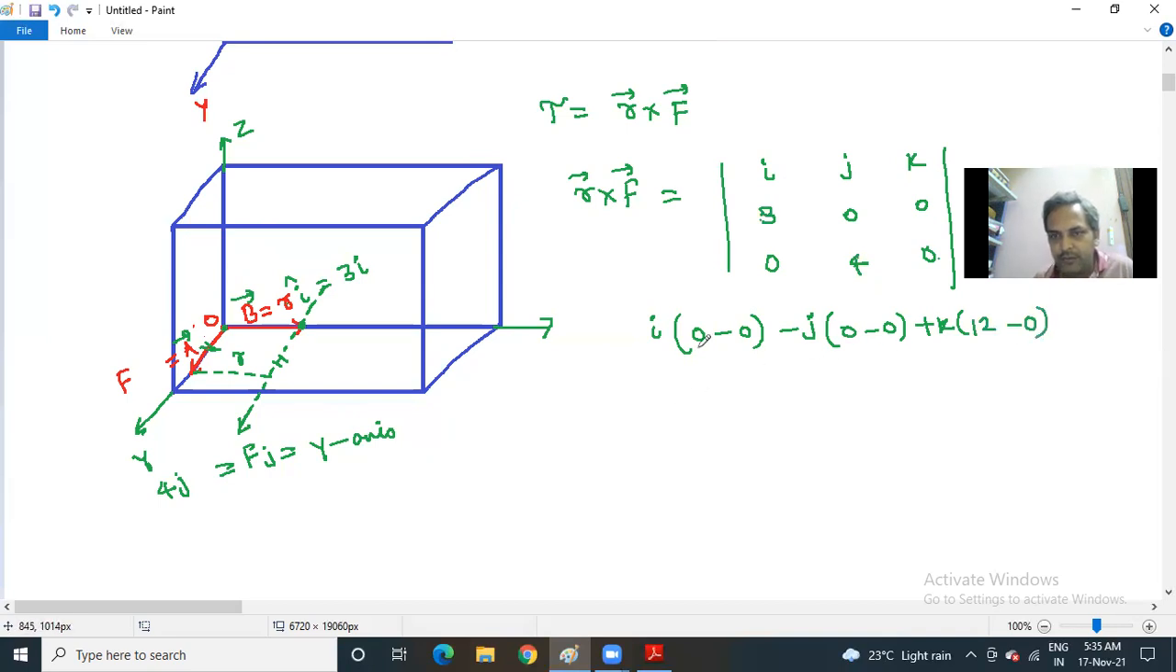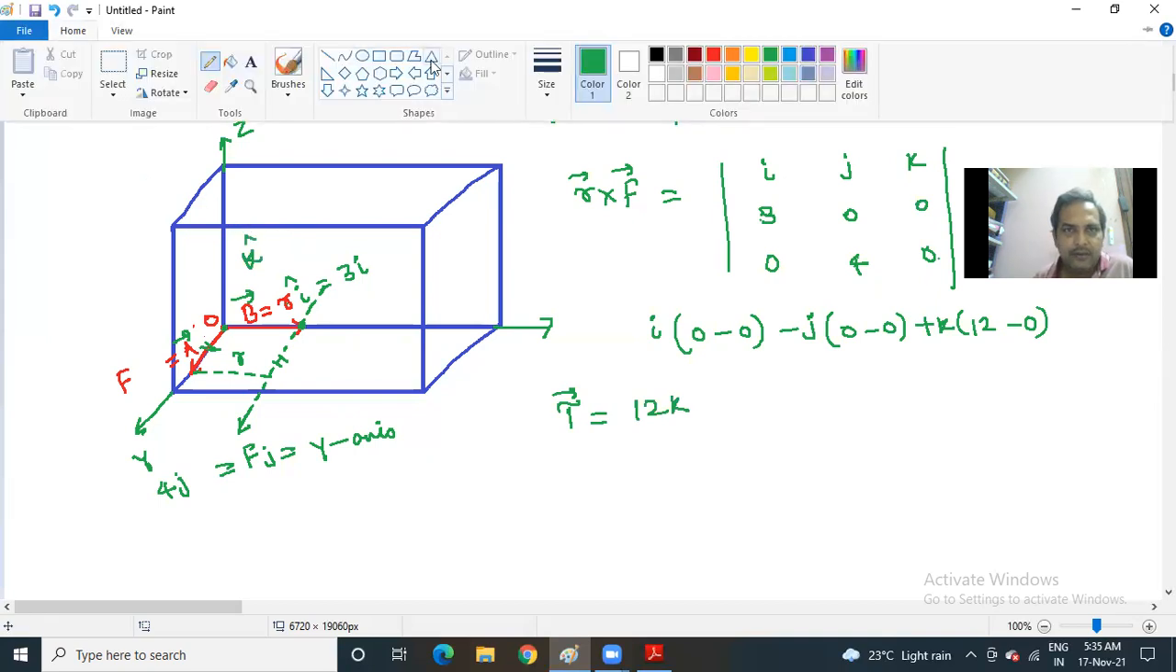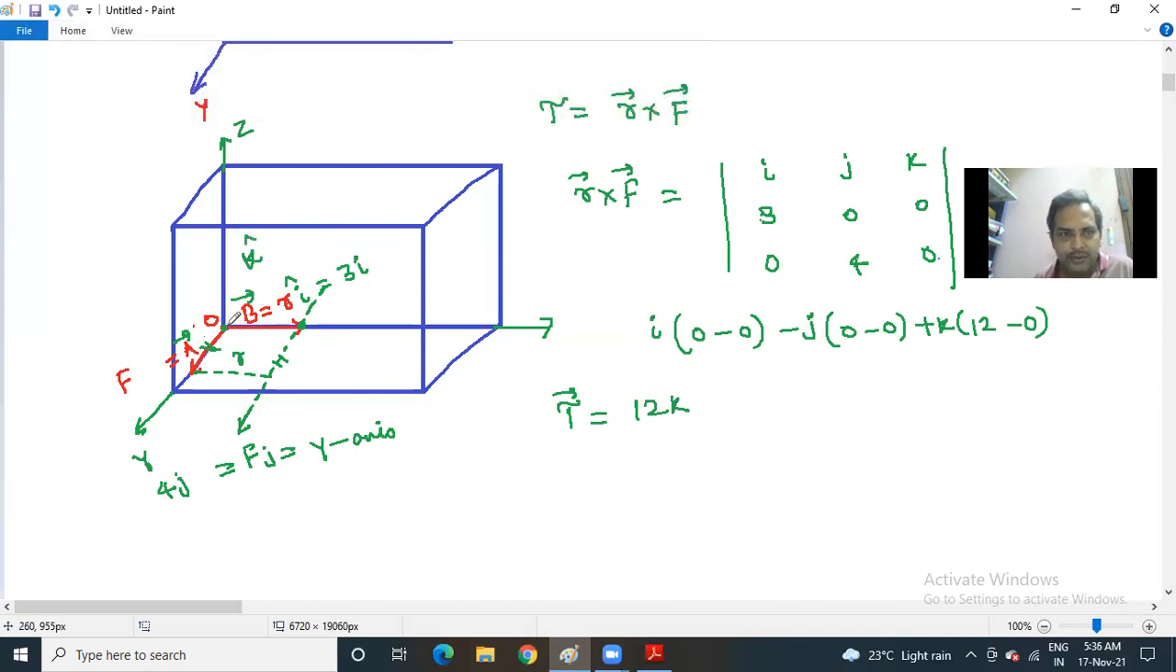So finally you get the torque. The torque, the resultant, will be 12k. K is the corresponding unit vector along the z-axis. If you take these numbers, you will get the resultant parallel to the z-axis. So C will be just like the torque now. Just treat that. C will be just like the torque, and A will be just like the force.